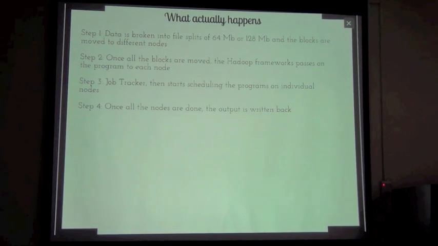We saw that. Job tracker then starts scheduling programs on individual nodes. So the job tracker talks to the task trackers and schedules the program. Once all the nodes are done, output is written back. We will see how output gets aggregated in a minute. A lot of you had questions on this.